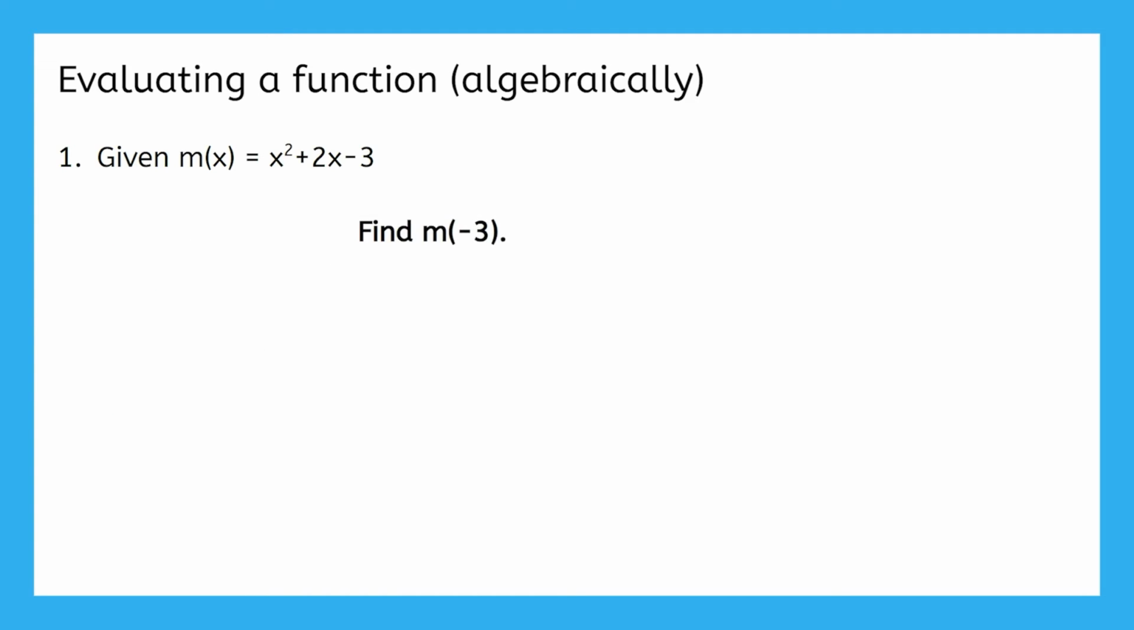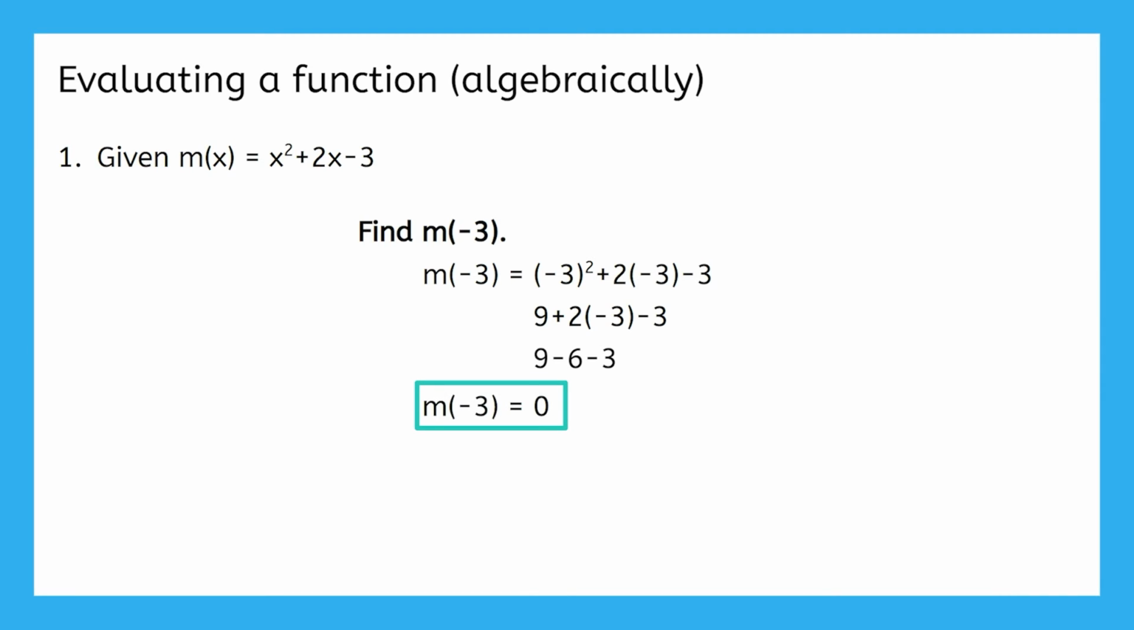When finding m of negative 3, I'll do the same and substitute my input of negative 3 anywhere that x appears. Now, be careful with negative numbers and exponents. Here I'm going to square the whole thing of negative 3. Then I'll simplify all of this and get an output of 0.